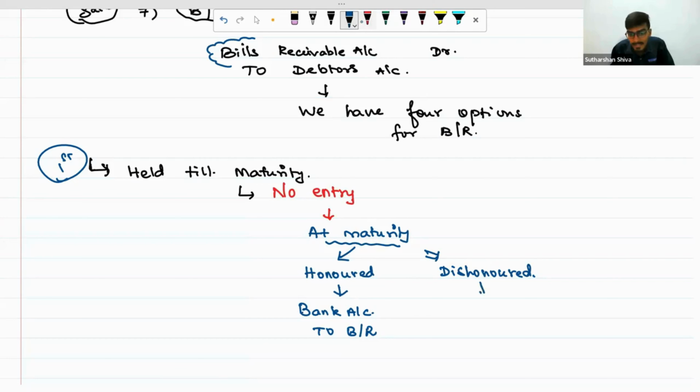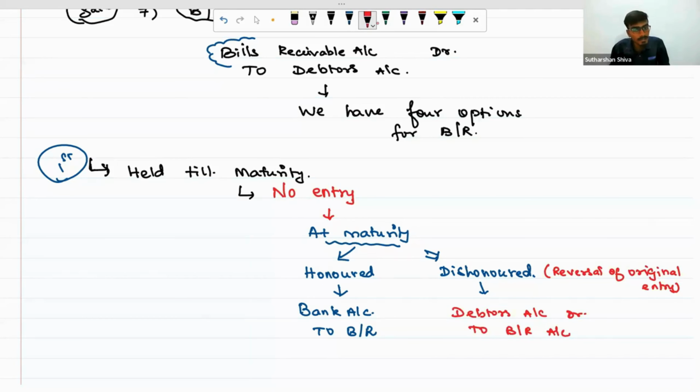Suppose there is a dishonor, that's what comes into the picture: reversal of the original entry. What is the reversal of the original entry? What was the original entry in the past? Bills receivable to debtors. Here we will do debtors account debit to bills receivable account. This is for held till maturity, and after that at the maturity date.